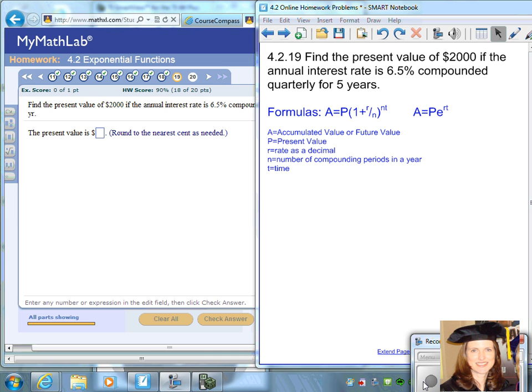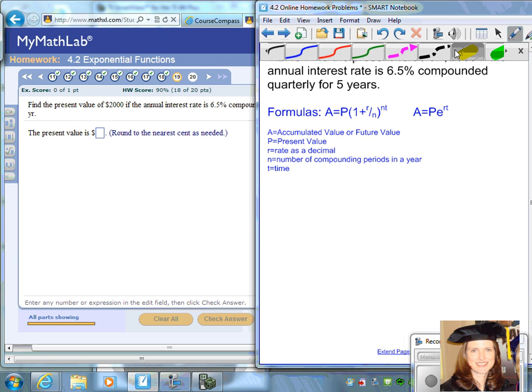Right, question number 19 from section 4.2. Find the present value of $2,000 if the annual interest rate is 6.5% compounded quarterly for 5 years. In this question, we actually are asked to find the present value.